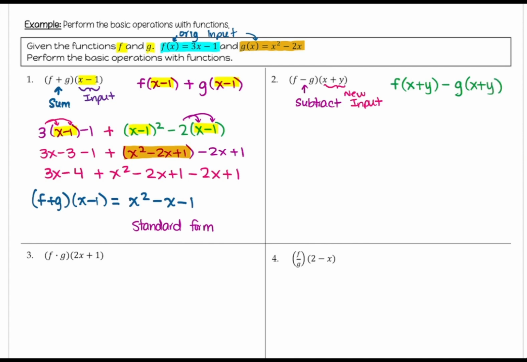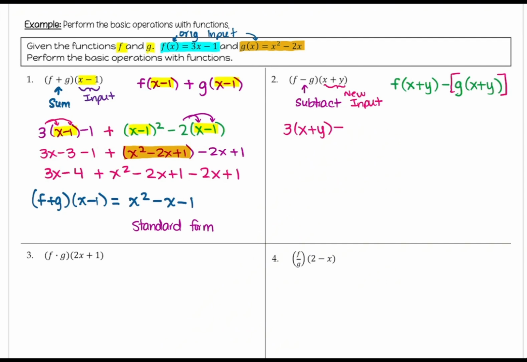So I am going to include an extra piece of information here: I'm going to wrap that g function with extra parentheses or extra grouping symbols because we are subtracting a binomial, right? The g function is a binomial, x squared minus 2x. So we're going to start by taking the f function, which is 3x, but this time our input is no longer x, it's x plus 1.